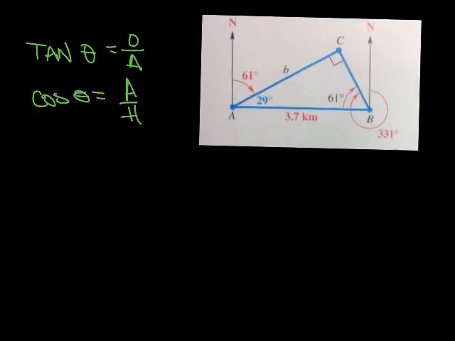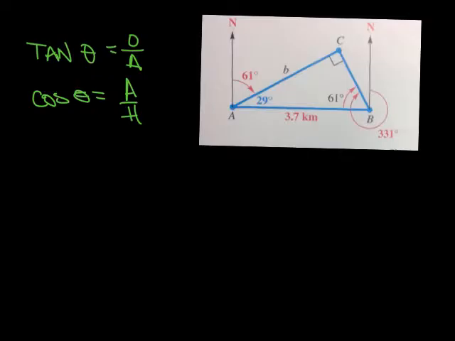So from this angle we are looking for the adjacent side. What trig functions do we know that have to do with the adjacent side? Well, we know tangent of theta is opposite over adjacent, and we know cosine of theta equals adjacent over hypotenuse.